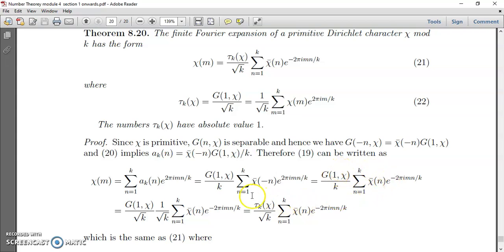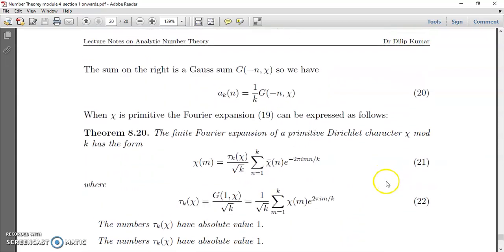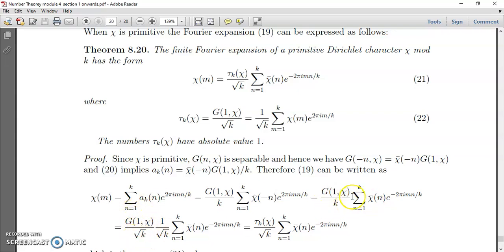we have taken chi bar of minus n is chi bar of n times e raised to minus 2 pi I mn by k. Now this is nothing but g of 1 chi times this part we are going to split. G of 1 chi by k is going to be split into 2, that is g of 1 chi by root k times 1 by root k. That is what I have written here. So here it is sigma n equal to 1 to k chi bar of n e raised to minus 2 pi I mn by k.